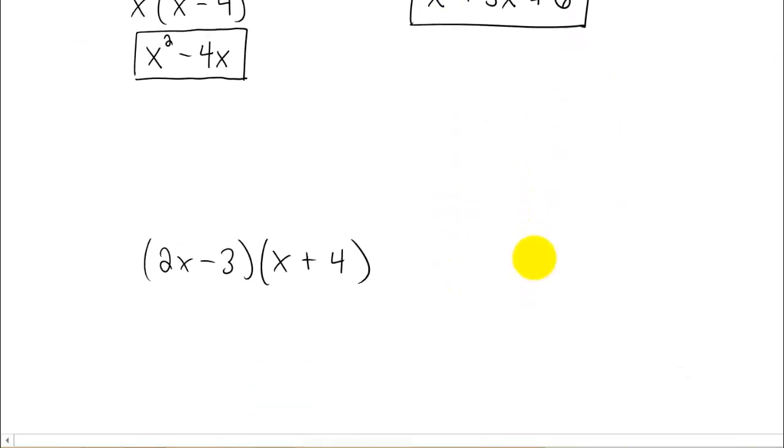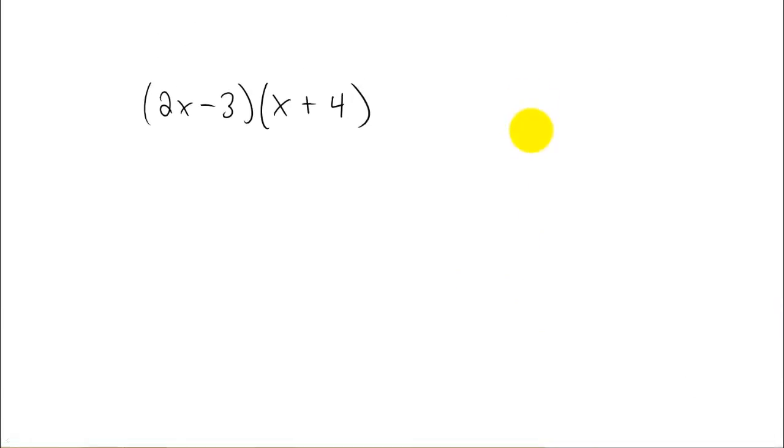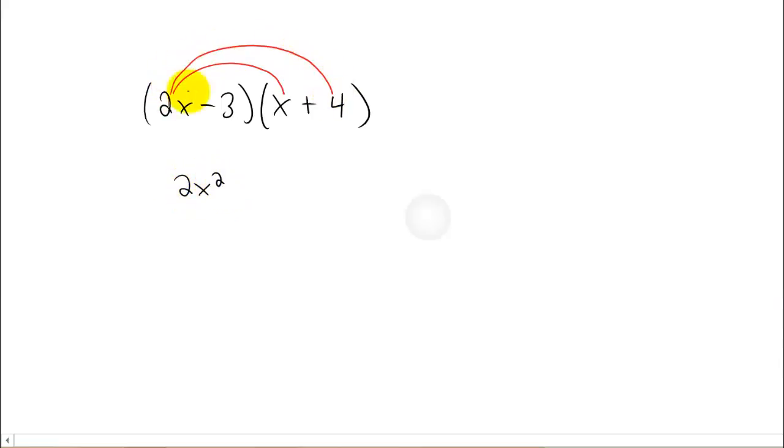Let's do another example where we're multiplying two binomials. First, we multiply the first two terms together. 2x times x is 2x squared. We multiply the outer two terms together. 2x times 4 is 8x. We're going to multiply the inner two terms together. Notice this time we have negative 3 times x, which is negative 3x. And we'll multiply the last two terms together. Negative 3 times positive 4 is negative 12. So we foiled this thing out, and now we have to combine our like terms. 8x minus 3x is just going to give you 5x.